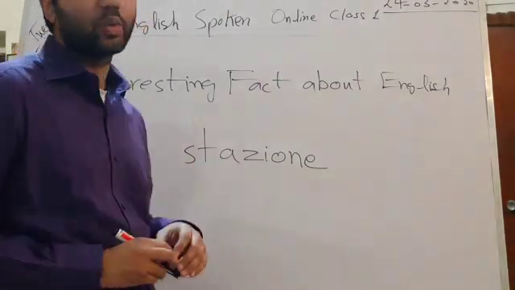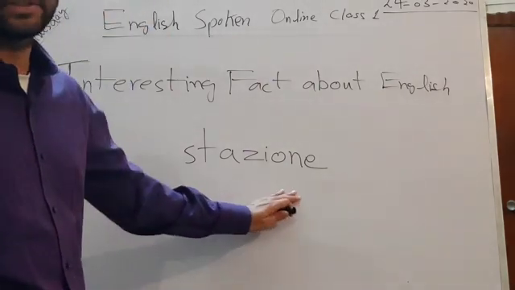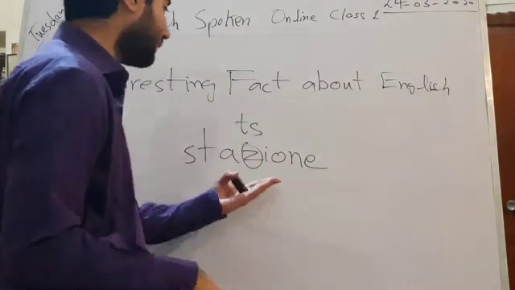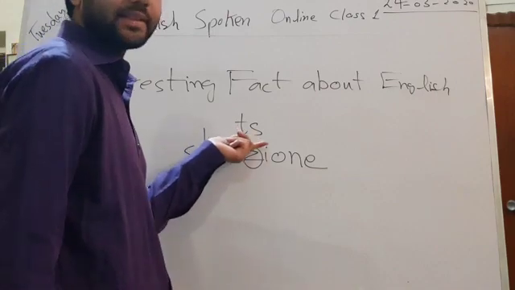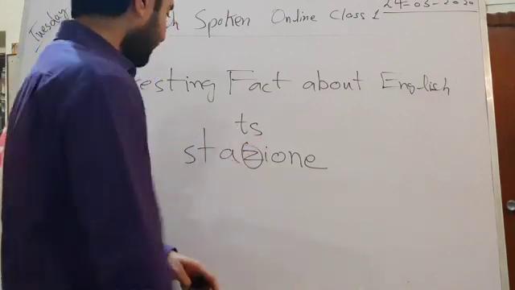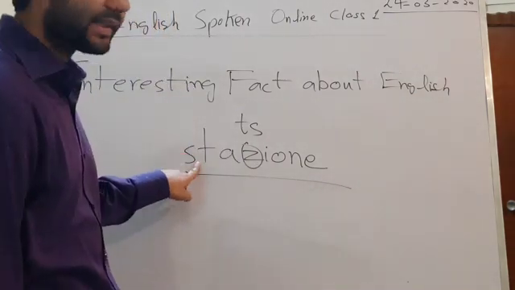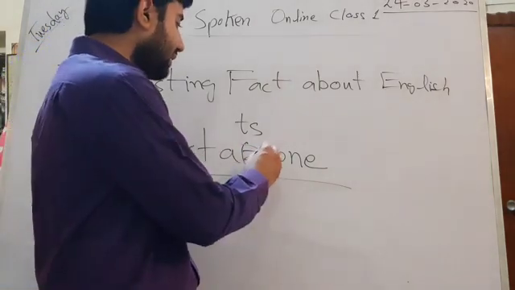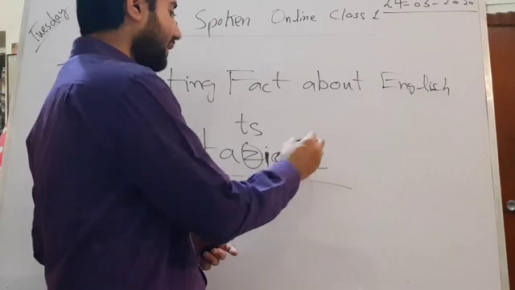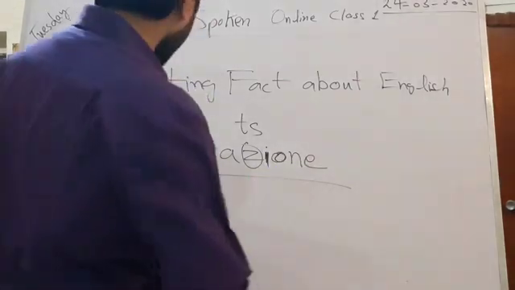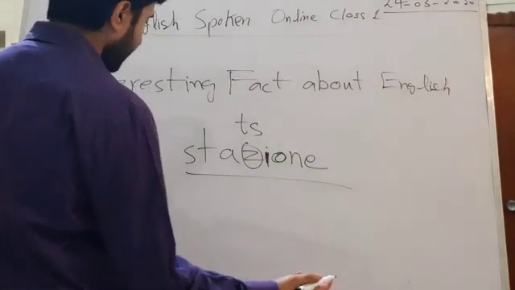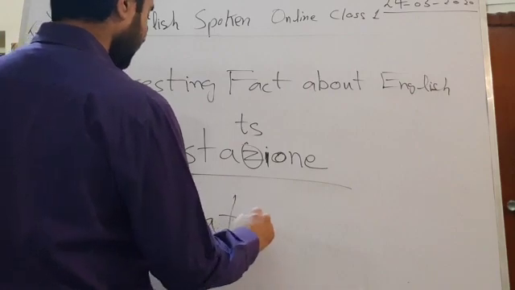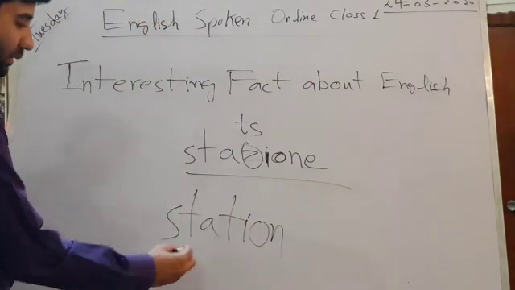It's not station. It's an Italian word and it's pronounced stazione, because what we are seeing as Z, this one is TS, so it's stazione. You have the sound for S, you have the sound for T, for A, for TS, E, the sound of I, O, and E. Stazione. But in English, if you simply write it, stazione in Italian is station in English.